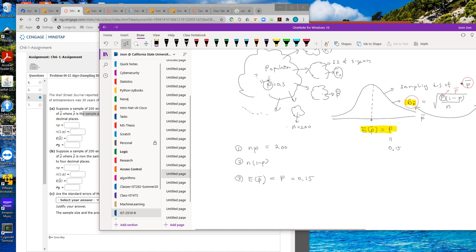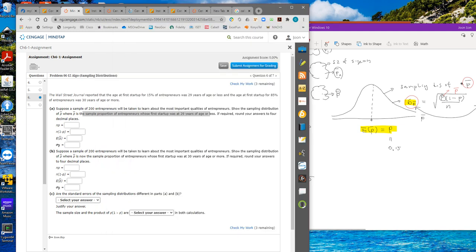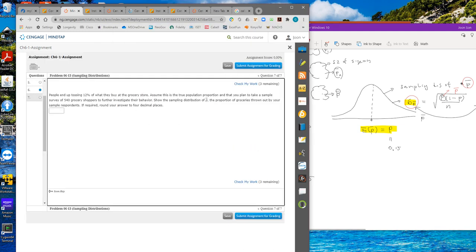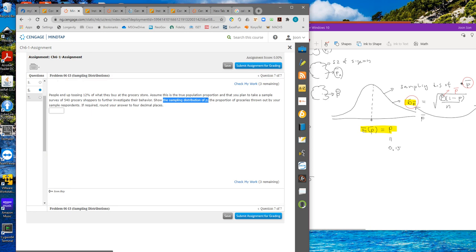So the third problem is done. If you look at the fourth problem, I'm going to go back to the first and second later. Let's first find problem number 4, which is sigma of p prime, the sampling distribution of a sample proportion. There are many names. For example, the next problem asks you to find the sampling distribution of p prime.